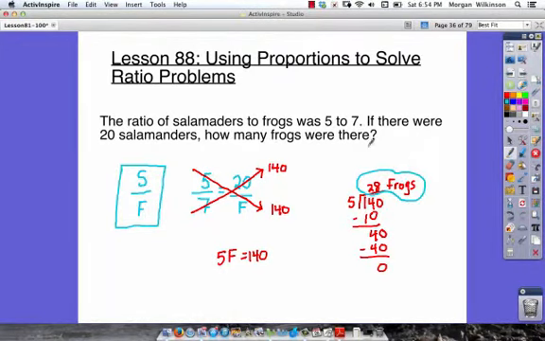The key thing about these ratio problems is setting up your ratio, then your proportion, and using cross products to solve for your unknown. And in this case, the unknown was how many frogs there were. Let's look at our next problem.